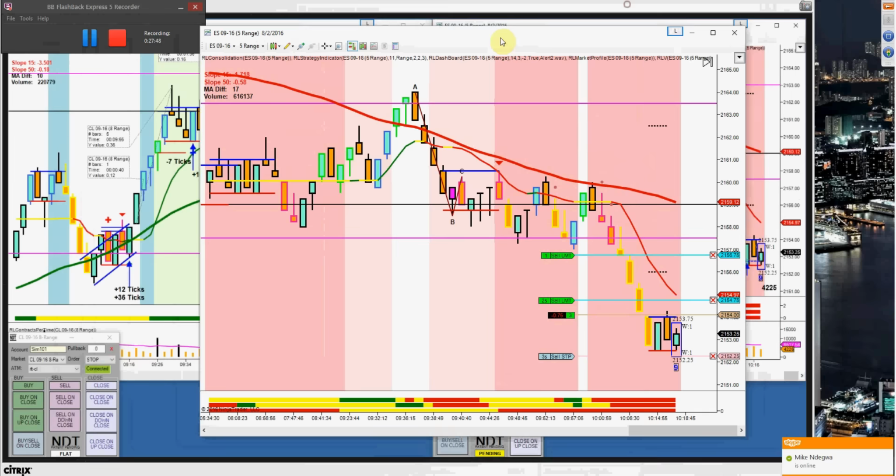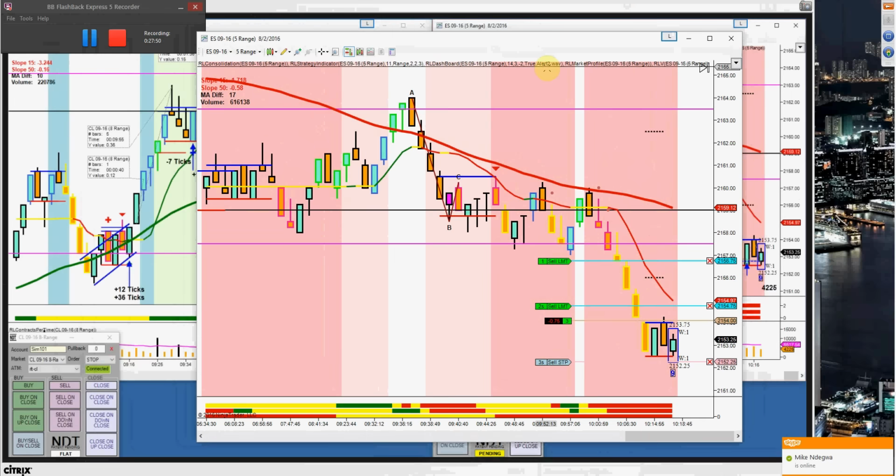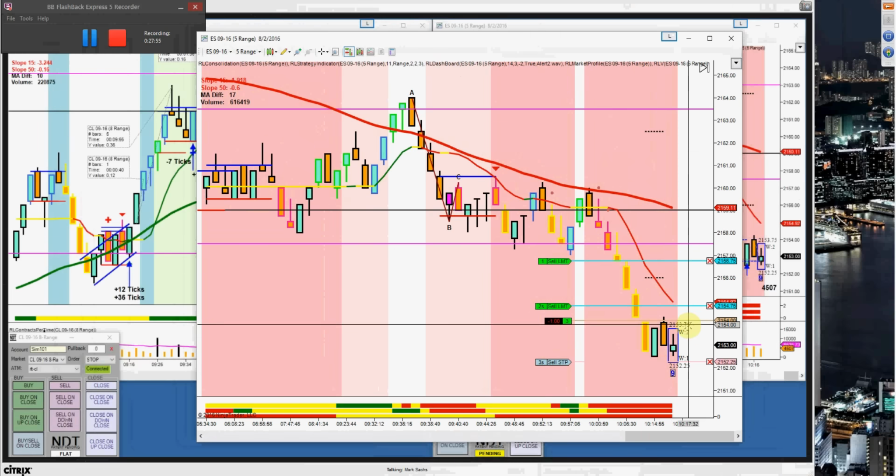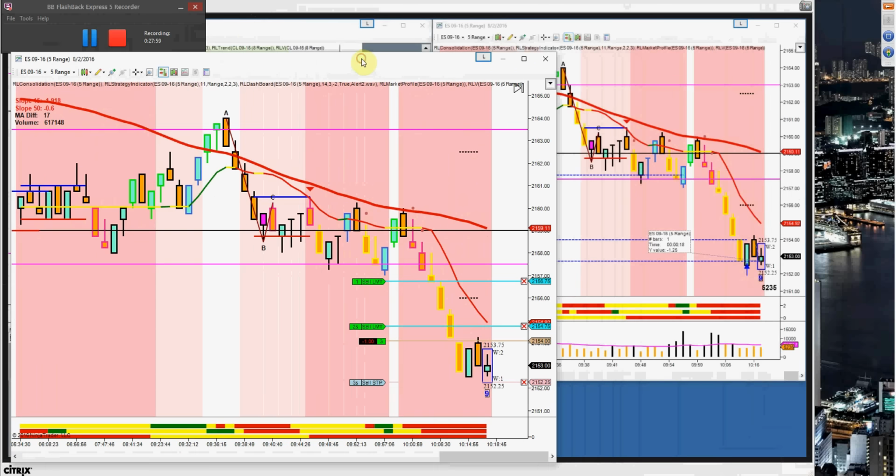For me, I'm just going to continue watching this trade and see what happens. As you just heard them, they're going to jump back in again if it gets back up here. We wouldn't have gotten stopped out either.